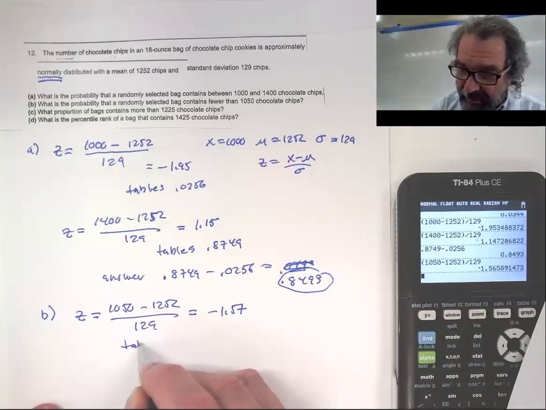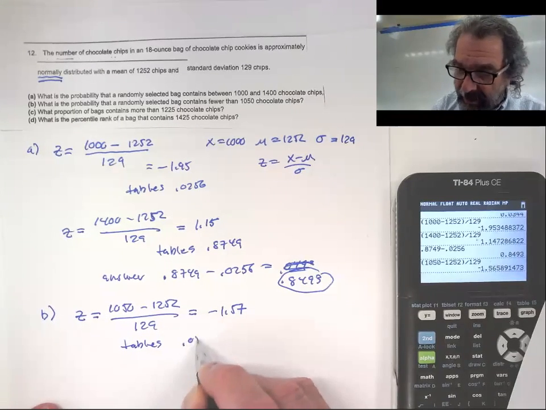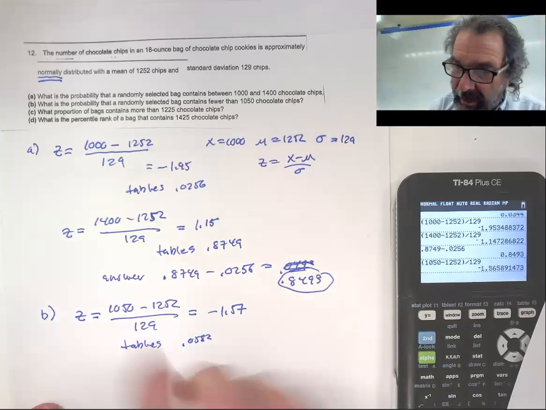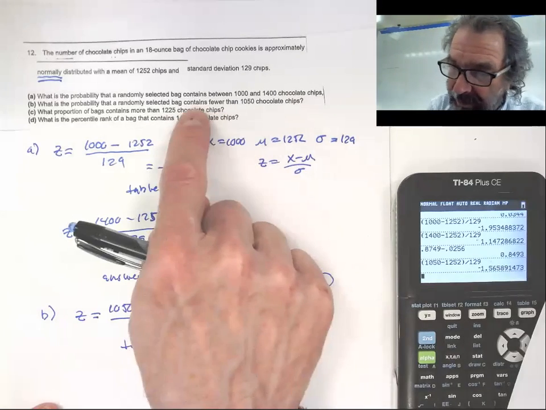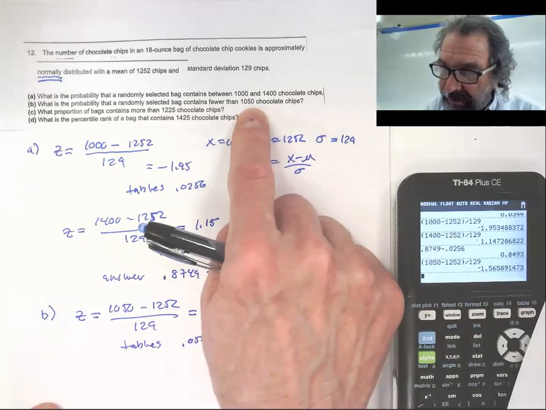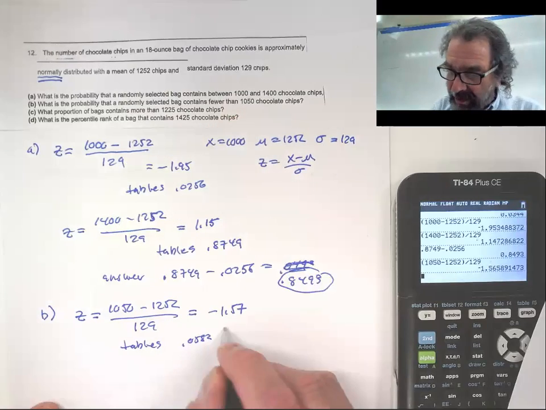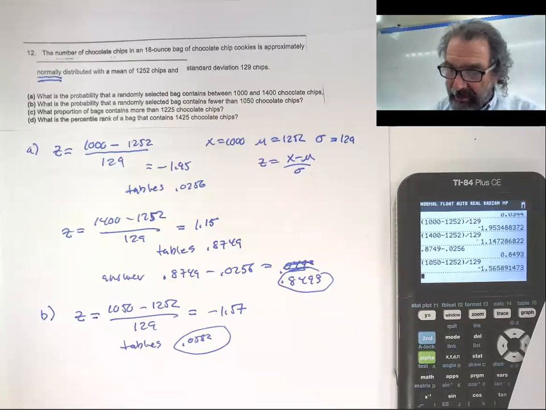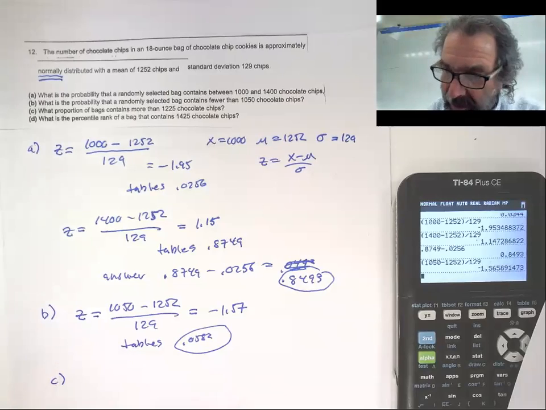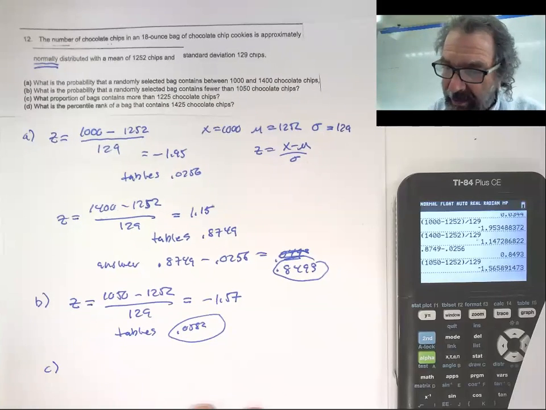Tables give 0.0582. And we want the probability fewer than 1050. Well, the mean is 1252. The standard deviation is not very big. Fewer than 1050, not very likely. About a 5% chance. C says proportion of bags contain more than 1225.